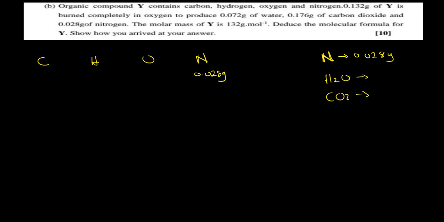For carbon, we need to have hydrogen independent, carbon independent, and oxygen independent. That's when we can process them. So now in H2O we have 0.072 grams. In this H2O, we can see oxygen is 1, hydrogen is 2. These are the masses in the total that we have there, so they have the ratio.